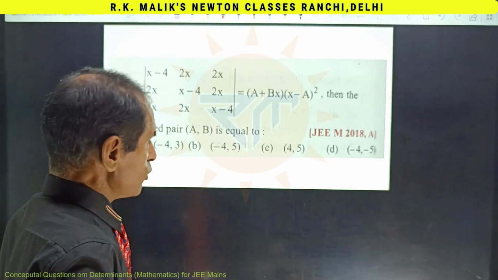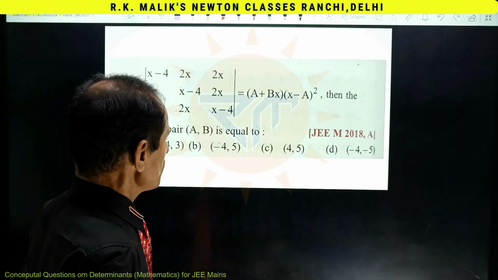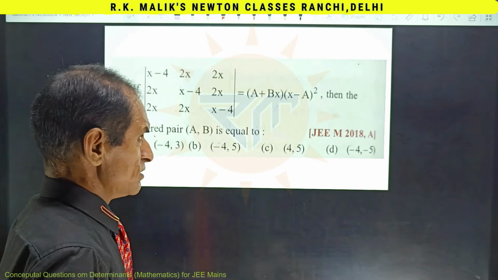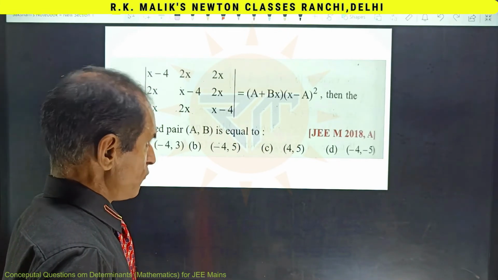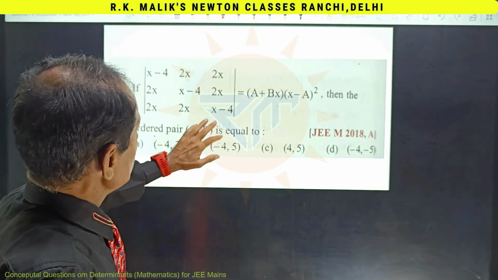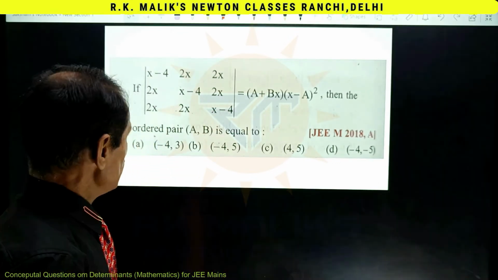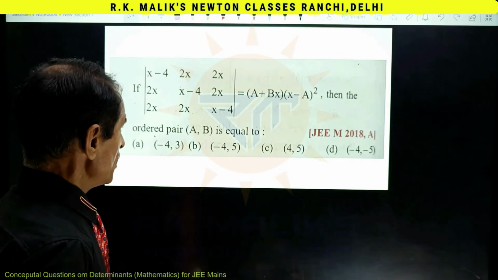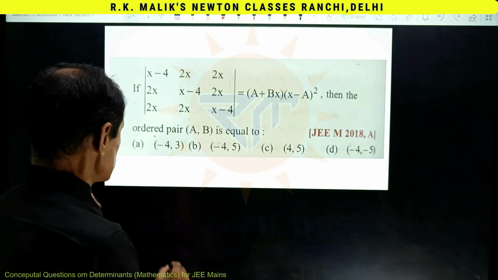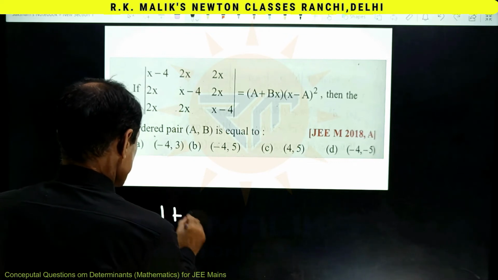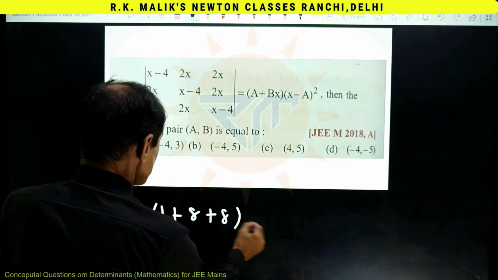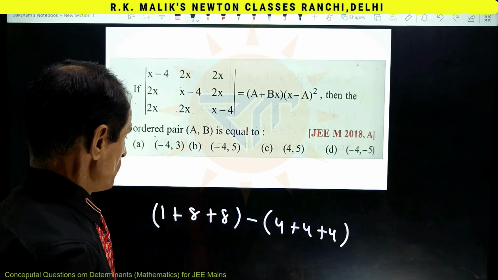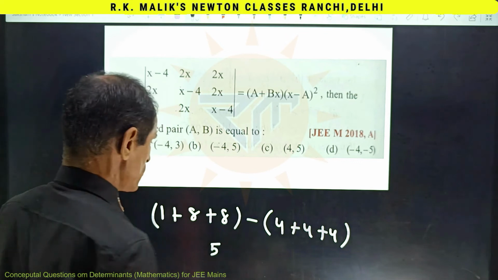And once a is found, you have to find the value of b. To find the value of b, it is very easy to see that b is the coefficient of x cube on the right hand side, that is, b is the coefficient of the maximum power of x. Hence I try to find the coefficient of x cube on the left hand side also. Because the star method of opening the determinant is clear to me, keeping the star method in mind, I can easily say that the coefficient of x cube will be 1 plus 8 plus 8 minus 4 plus 4 plus 4. That is, the coefficient of x cube will be 5.